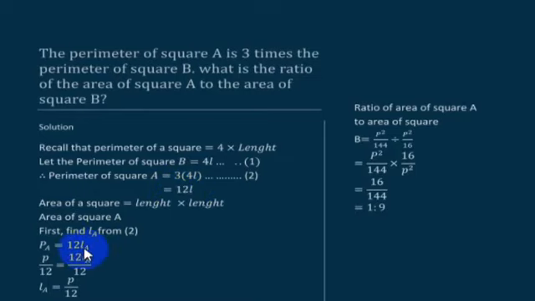And to get our L, dividing both sides by 12, you can see here I'm dividing both sides, the left hand side and the right hand side, by 12. Dividing both sides by 12, we get L to be P over 12. That's the length of square A as P over 12.